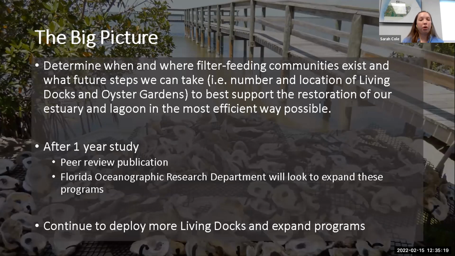Living docks is an easy program. It doesn't require any permits, and it really helps our filter feeding community help filter those waters and take out some of those nutrients and the algae that's coming from our urbanization and our nutrient runoff.